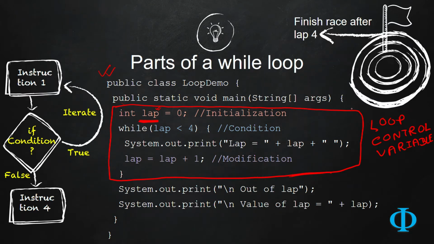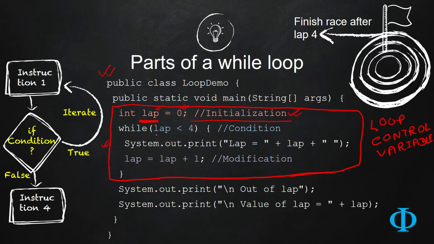Now, if you notice this while loop minutely, you will see that there are three different parts. The first part is the initialization of the loop control variable. That is, what should be the initial value for the loop control variable. In our case, we have initialized lap to 0. That is our racing track: at the beginning of the race, you initialize the lap variable to 0. So that is initialization: what should be the initial value of the loop control variable?